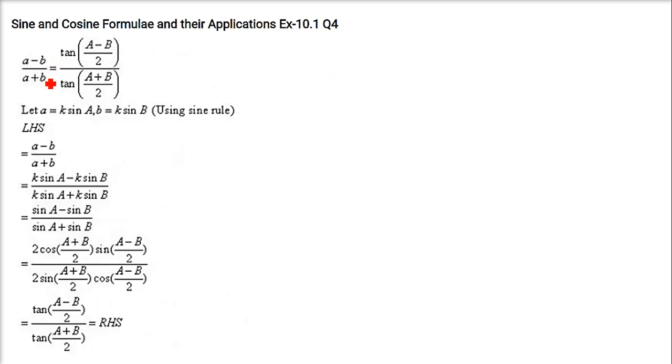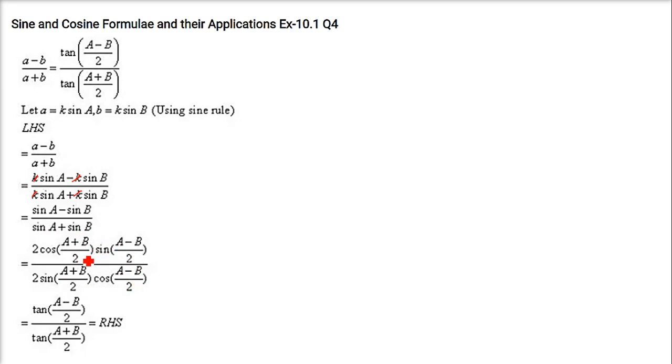Here we have a minus b by a plus b. Now you can prove it to be this one. So again we are using the sine rule, that is a equal to K sine A, b equal to K sine B. So just put in here a is equal to K sine A and b equal to K sine B. So when you put here the value, you can take K common. So K gets cancelled. Now use the formula of sine A minus sine B and sine A plus sine B. So sine A minus sine B is 2 cos A plus B by 2 sine A minus B by 2. Here sine A plus sine B is 2 sine A plus B by 2 and cos A minus B by 2.